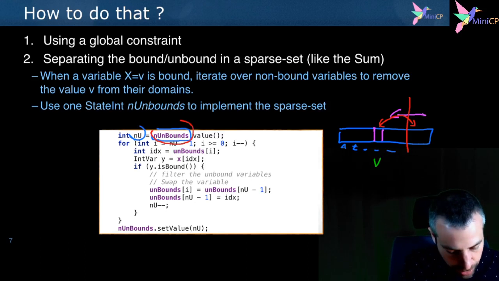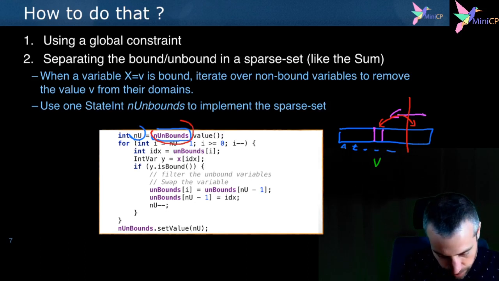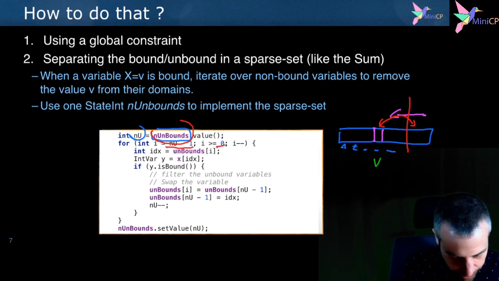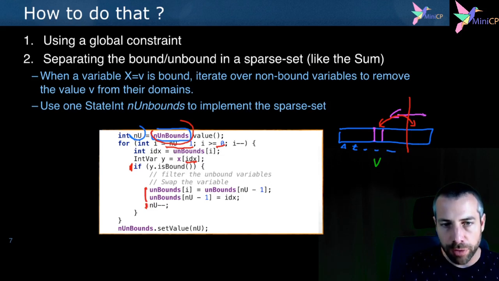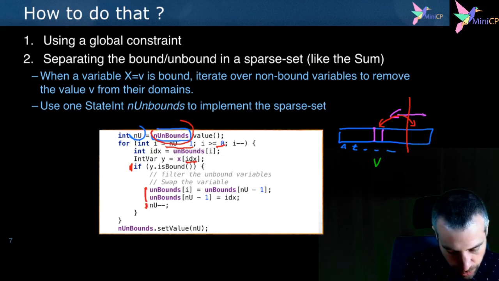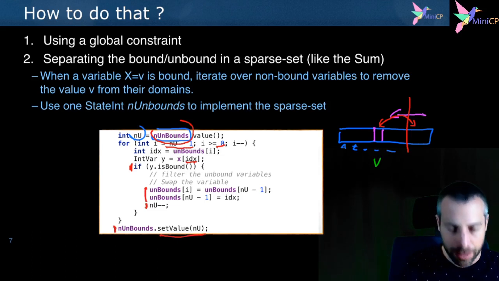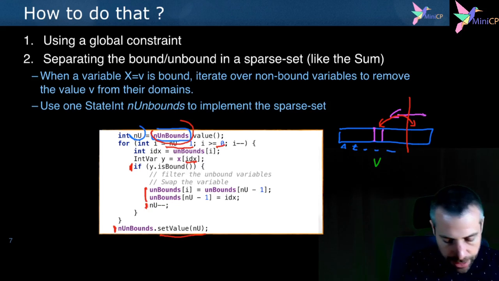This is what we do here. You see that we are scanning from the right to the left. If you realize that the variable y is bound at an index, we will swap the two indices, and then we decrease this number of unbound variables. And then, of course, at the end, we set the value of this state integer so that it can recover its value on backtrack. So that's the sparse set idea.